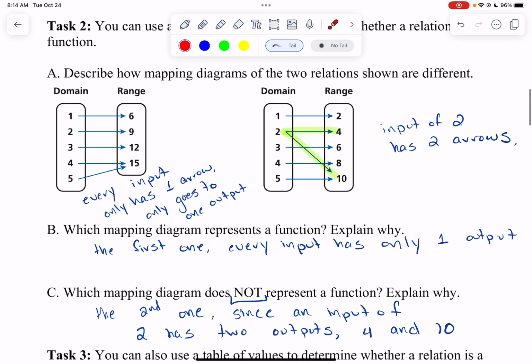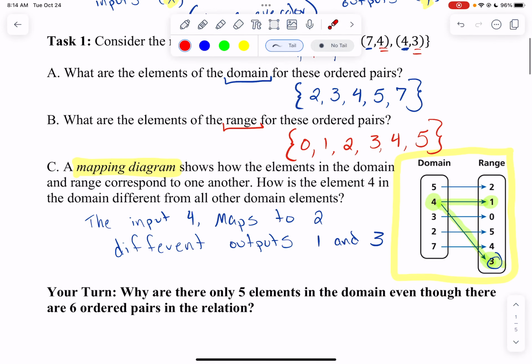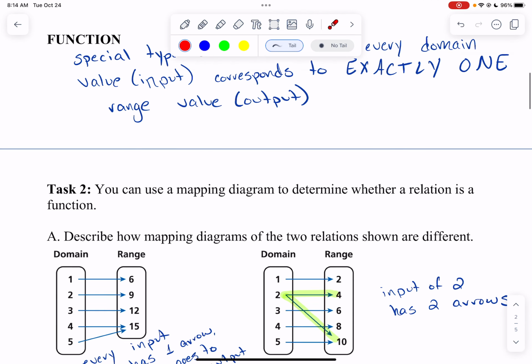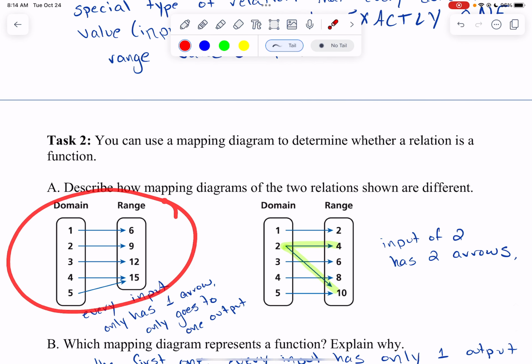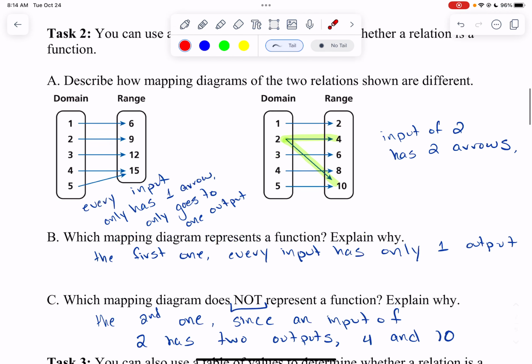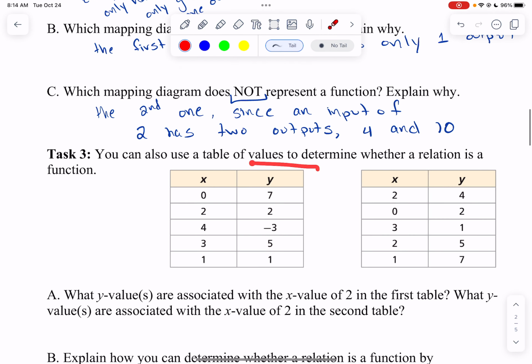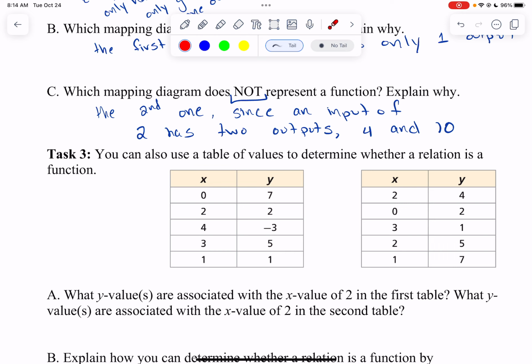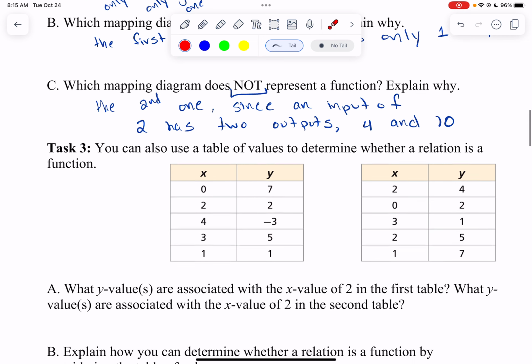Okay. There are other ways of showing relations. Up here we talked about one way of showing a relation, which is just with ordered pairs. We can list out all the ordered pairs. Another way is we can draw a nice little map. Another way here is we can use a table that shows my x's and how they go to my y's. So we can also use a table of values to determine whether a relation is a function.